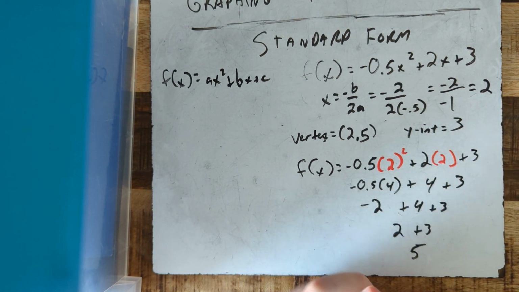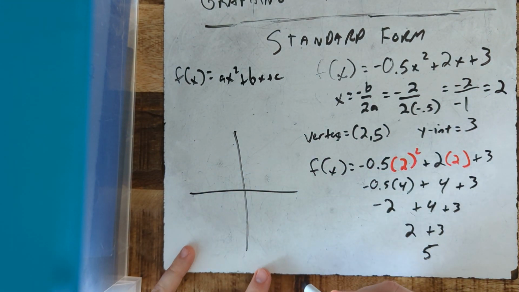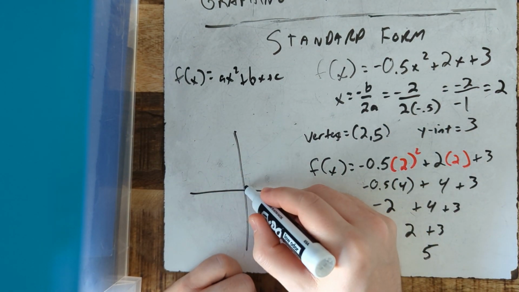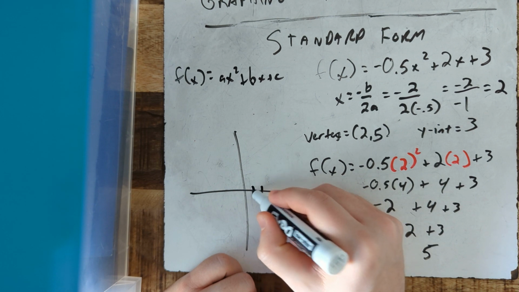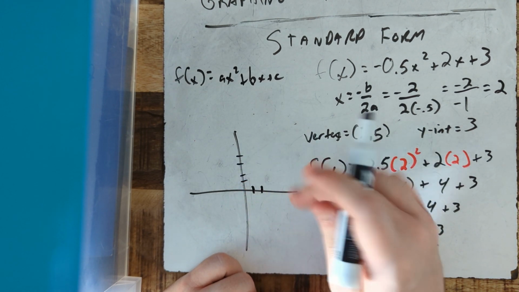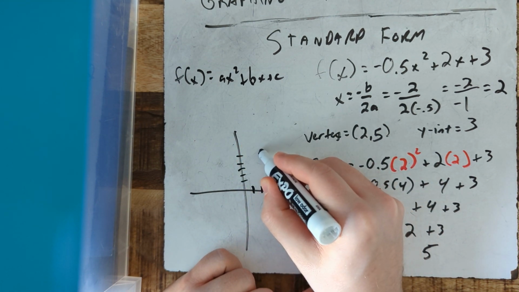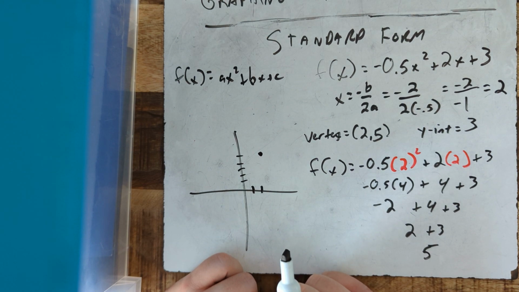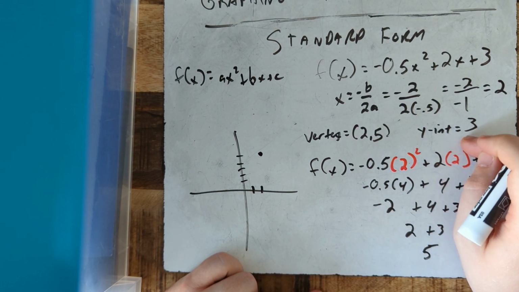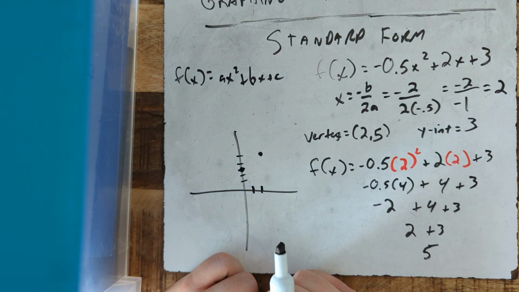Okay, so if we graph this, our vertex is at 2, 5. So we're going to go to the right 2, x equals 2, and up 5. Wow, it's up 5. So that's our vertex. Now our y-intercept is at 3. So we can go to 3 on the y-axis and graph.